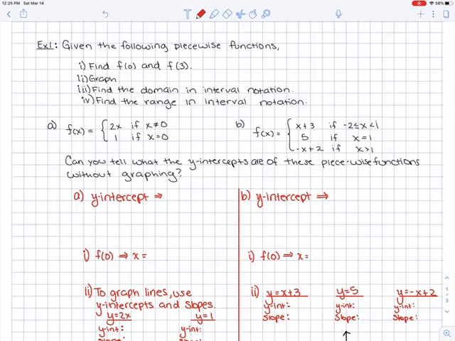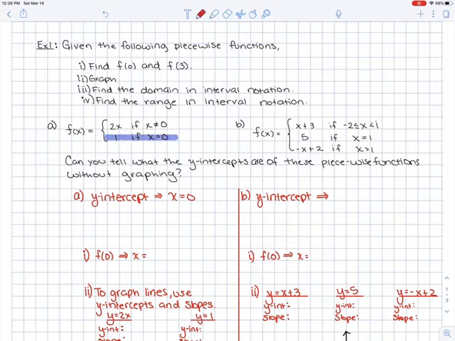Well, in the first function, part A, we have that the line y equals 2x is defined everywhere except where x equals 0. For the second part, we have y equals 1, but it's only defined at x equals 0. Now, recall that the y-intercept is where x is equal to 0. Of these two functions, which function is defined for x equals 0? If you said the second one, then you are correct, for y equals 1.